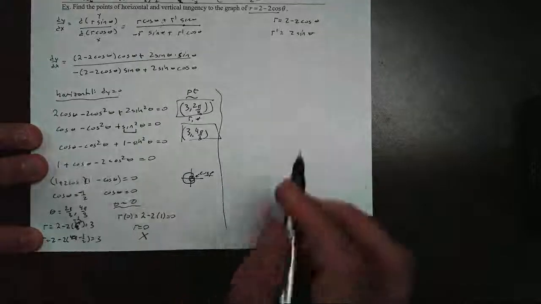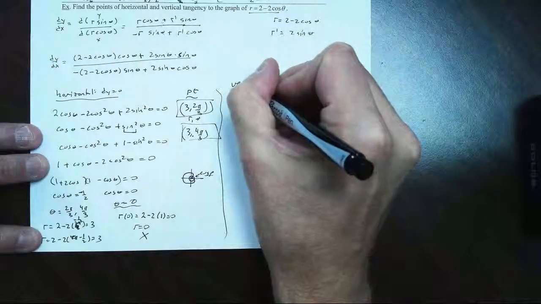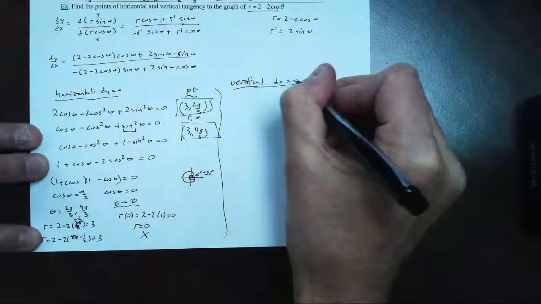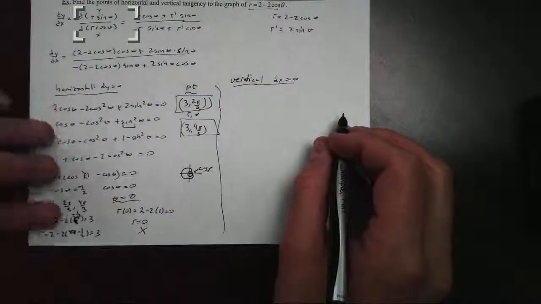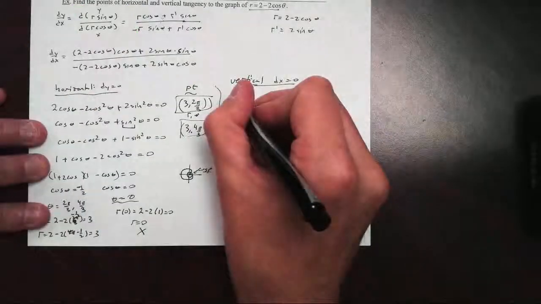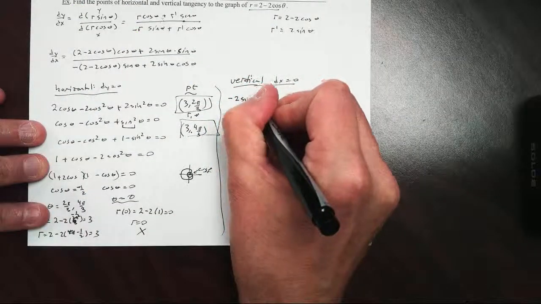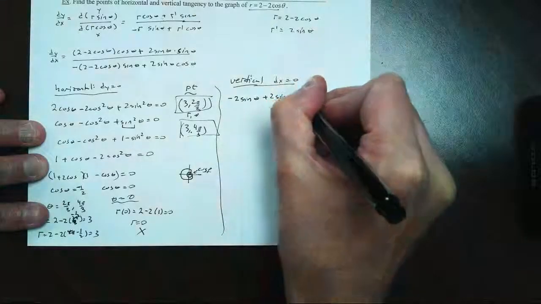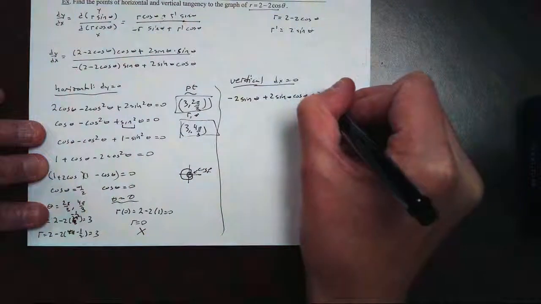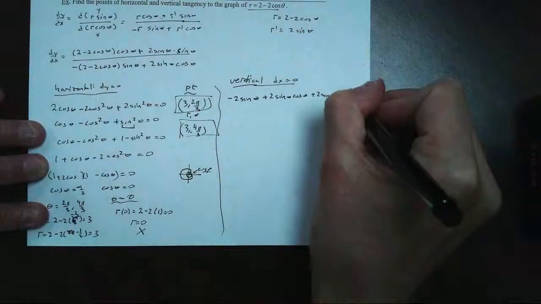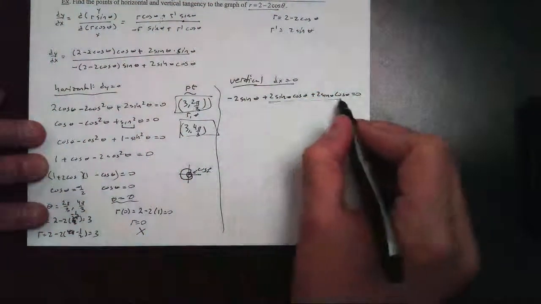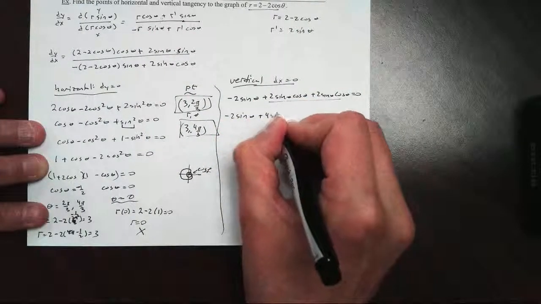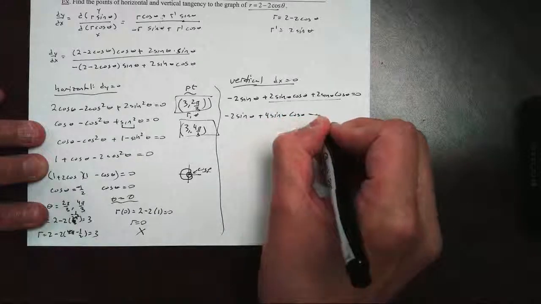Now, to get the vertical, we do the same thing, except this time we let the bottom be 0. dx equals 0. And again, I'm going to simplify this just a little bit. This gives me negative 2 sine of theta plus 2 sine theta cosine theta plus 2 sine theta cosine theta equal to 0. Cleaning up a little bit, negative 2 sine of theta plus 4 sine theta cosine theta equals 0.